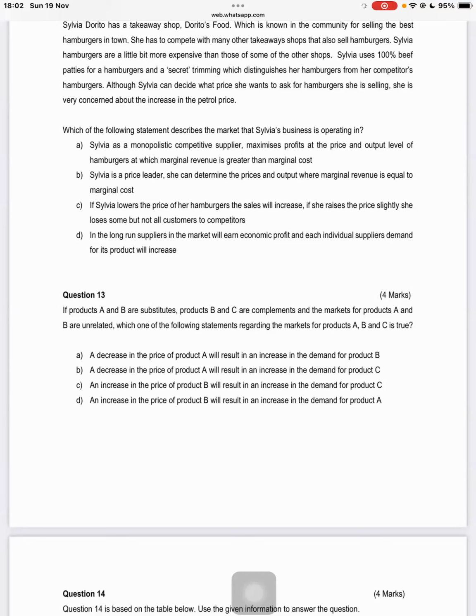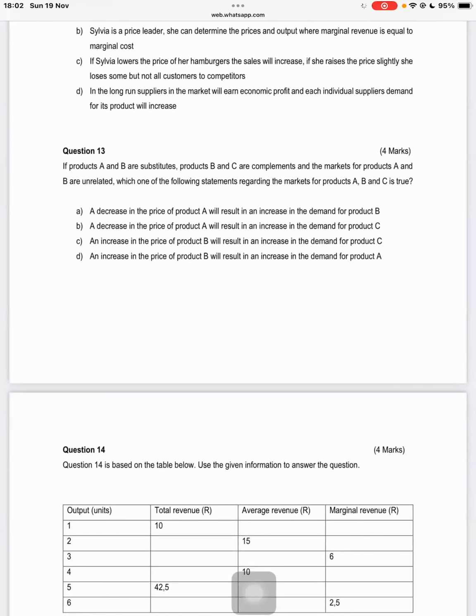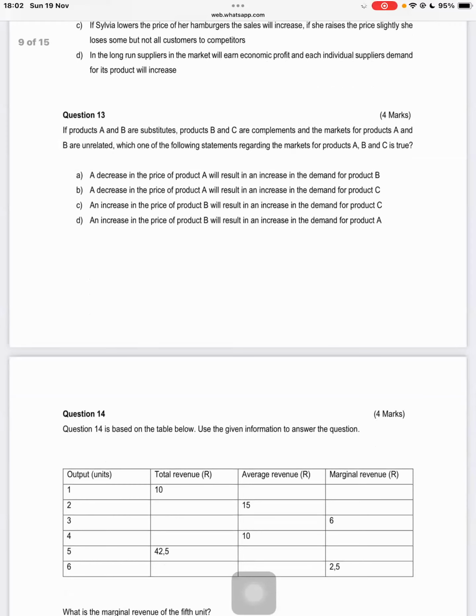I'm not sure if I'd confirmed whether my screen is visible. Is my screen visible? Yes, it is visible. It's just a little bit small, but it is visible. All right, thank you.